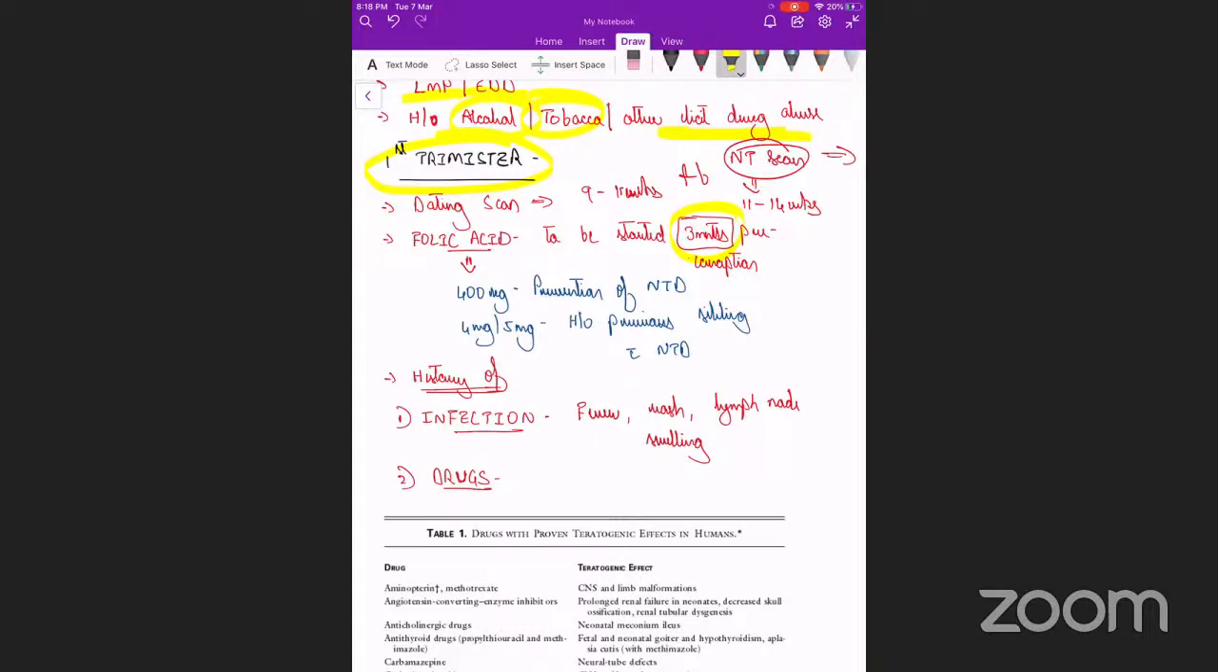And how much to give? If it is a preventive dose, it is 400 micrograms. And if there is any previous history of neural tube defects, then we either give 4 mg or 5 mg. Different textbooks mention either 4 mg or 5 mg. Okay, routinely 4 mg is followed. Fine, this is very important. Folic acid is started 3 months prior, given in the first trimester and continued in the second and third trimester as well.